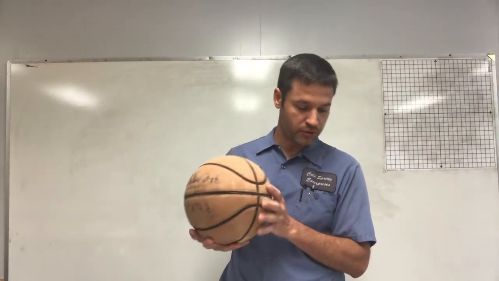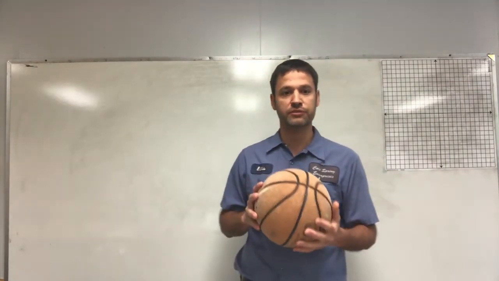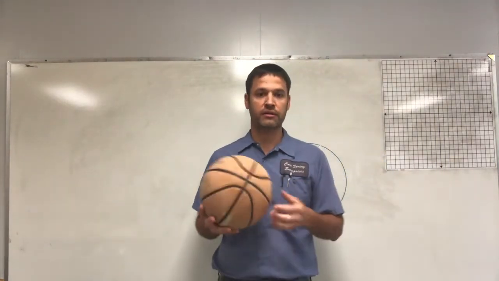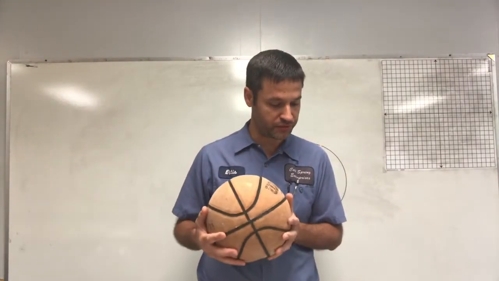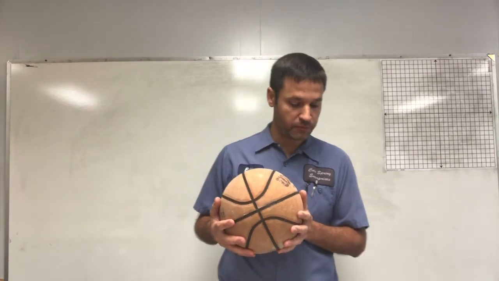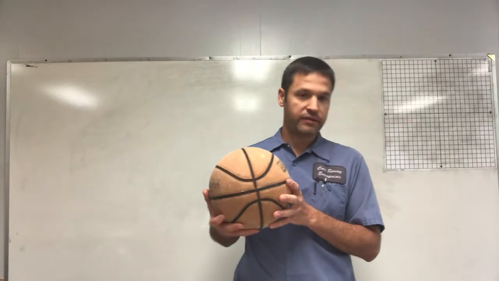Surface area and volume. So surface area first. What is the surface area? How much paint would I need if I want to paint this basketball because it really needs it? It's faded and cracked and lumpy. So how much paint do I need to paint this basketball? That is the outside surface area. It's a simple formula for a fairly complex thing. Surface area is 4 times pi times radius squared.